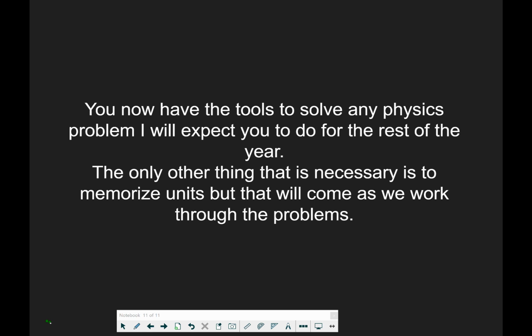Volume is either in liters or it's in cubic centimeters. Temperature is always going to be in Celsius or Kelvin. Okay, you're just going to have to memorize them. And there is about 15 major ones that you will need to memorize. We will work through them. We will memorize them, and it will make your life much, much, much easier.